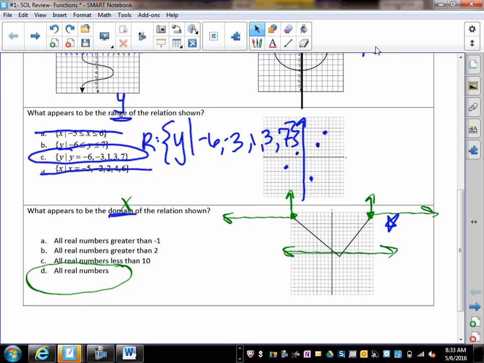If it was all real numbers greater than negative 1, then your graph would only be everything over here. If it was all real numbers greater than 2, your graph would only be everything over here. If it was all real numbers less than 10, it would only be everything that way. But we have it going in both directions, so we need all of them. Good. All right.